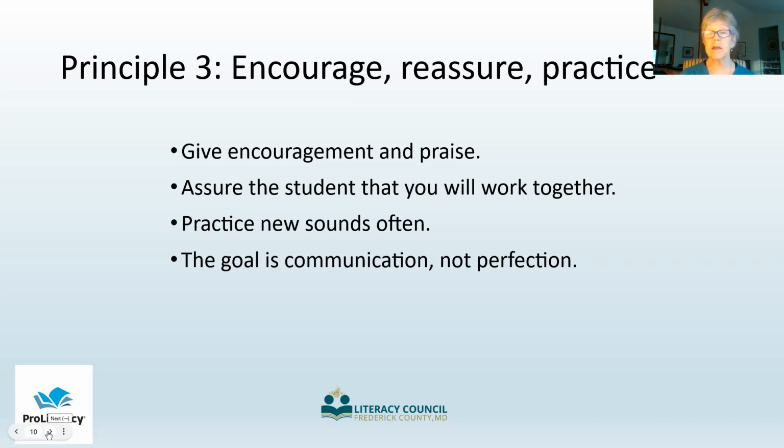Sounds aren't truly learned until they become automatic. So practice new sounds often with your student. Practice builds that confidence. Remember to practice listening as well as speaking. Students need to be able to hear the sounds and the differences between them before they can produce them. And remember also that the goal of speaking is functional communication. If your student can be understood, then they should be considered successful. Perfection isn't necessary. Make sure your student realizes this.